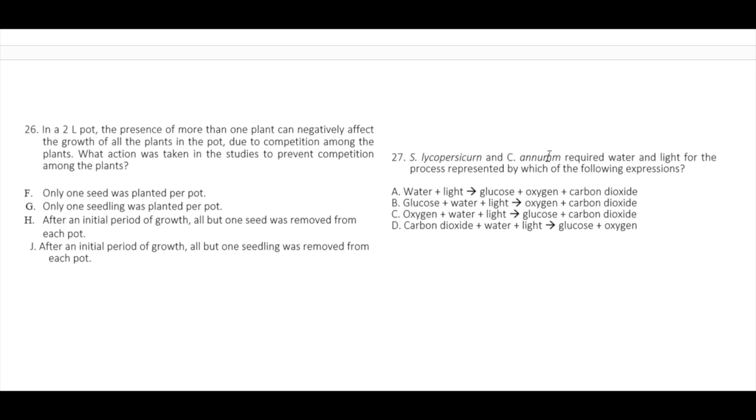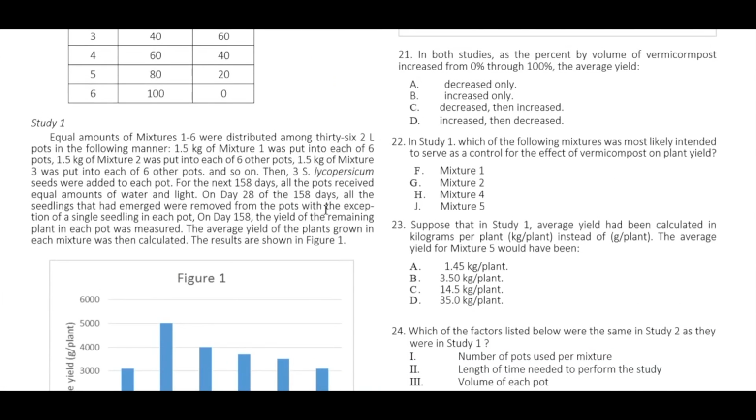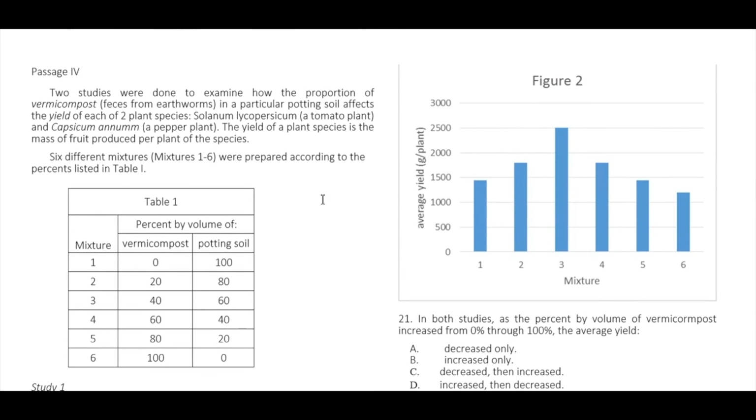So we know that tomato and pepper plants are both regular old plants. They're green, they probably photosynthesize. And what do you know about plants? Often they take in carbon dioxide and they produce oxygen. What else do we know about these plants in particular? If we scroll up, there's actually one little nugget of useful information in the passage. The yield of a plant species is the mass of fruit produced per plant of the species. So the important part here is the yield is the mass of fruit.